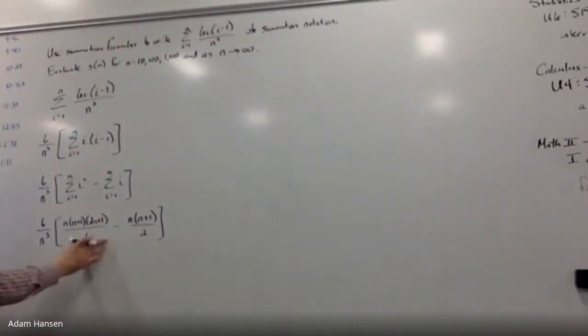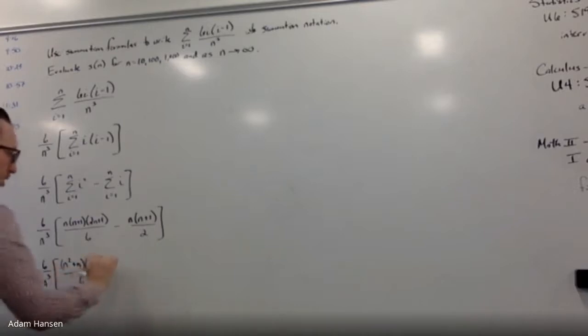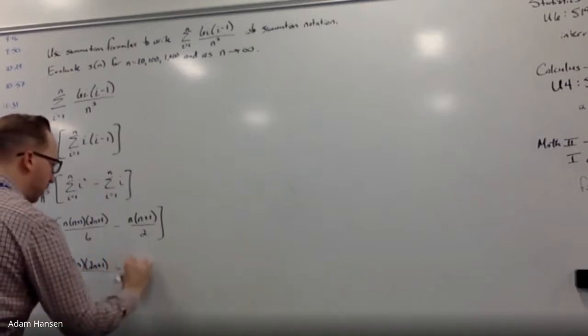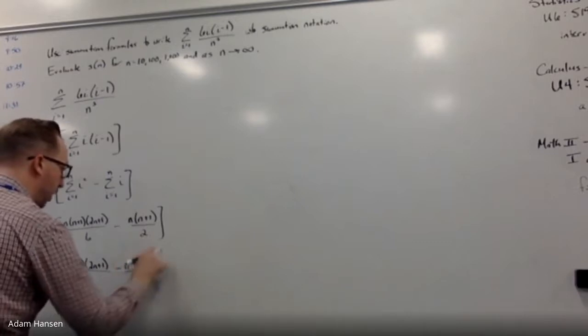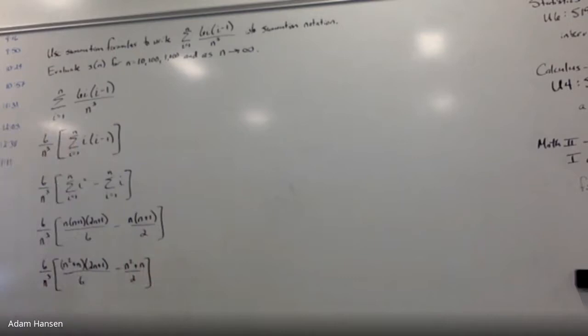All right, let's start expanding these parts of our formula here so far. 6 over n cubed still out in front. n times (n plus 1) would be n squared plus n, times (2n plus 1) still over 6, minus (n squared plus n) over 2.